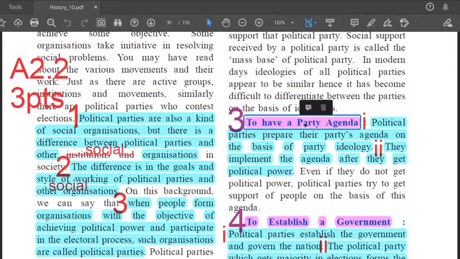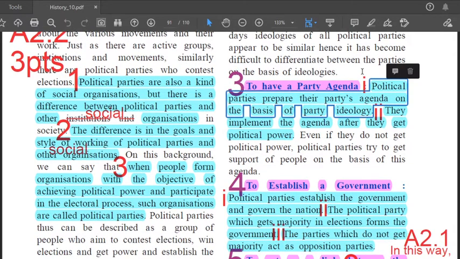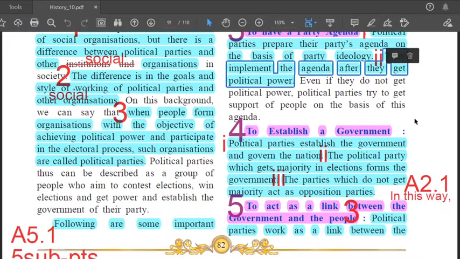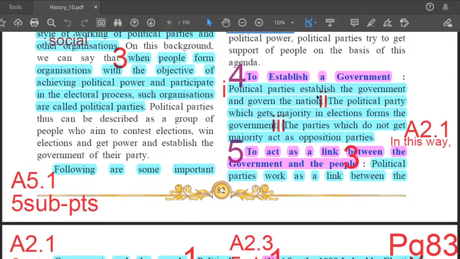Then the third sub-point, to have a party agenda. First point, political parties prepare their party's agenda on the basis of party ideology. And the second one, they implement the agenda after they get political power.